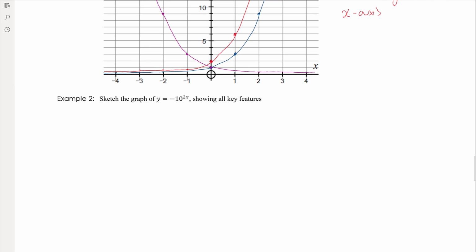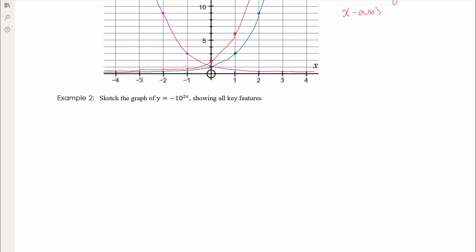So for example, this graph here, y equals -10 to the power of 2x. So we're starting with 10 to the power of x. Okay, it's y equals 10 to the power of x, reflected in the x-axis. That's the negative out the front. So that means the shape is going to go this way. Okay, and it is dilated by 1/2 from the y-axis. So it's going to be squashed in a bit, but if we're not drawing two graphs on the same axes, it's hard to actually show that.